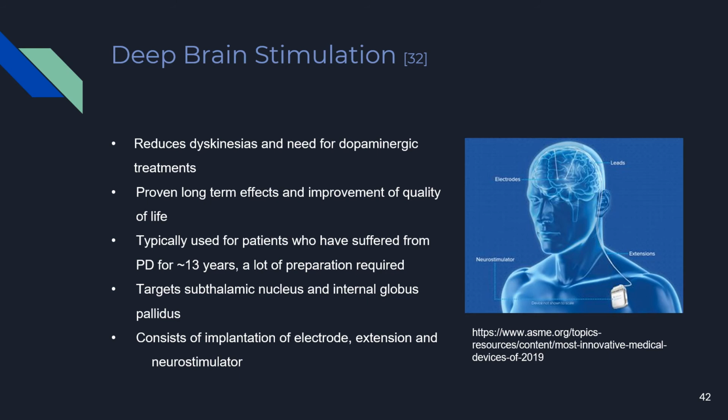The procedure consists of implanting an electrode in a certain area of the brain, an extension that runs through the head and neck to the neurostimulator located near the collarbone. The neurostimulator sends impulses through the extension to the electrode in order to disrupt the abnormal brain activity that is causing Parkinson's symptoms. The area of the brain typically targeted is the subthalamic nucleus and internal globus pallidus.